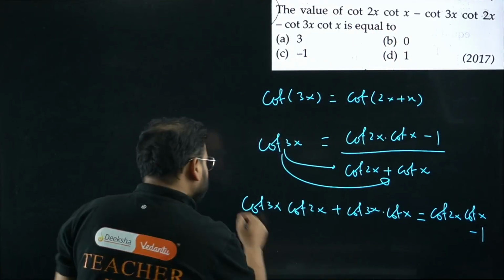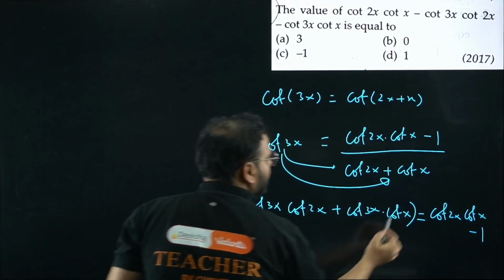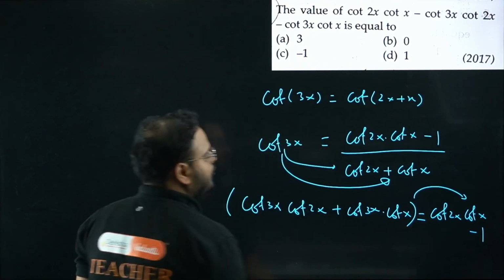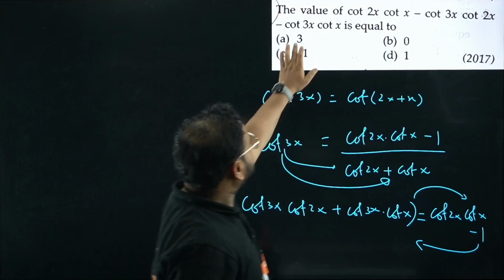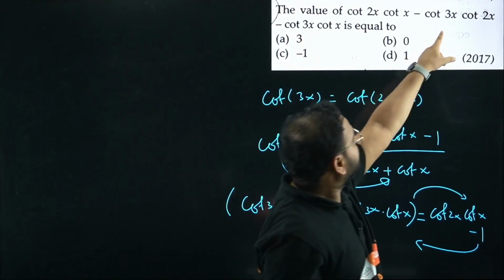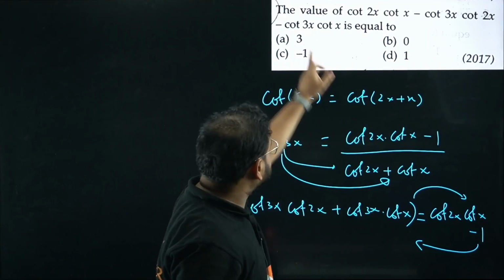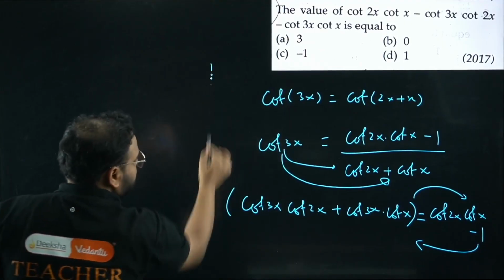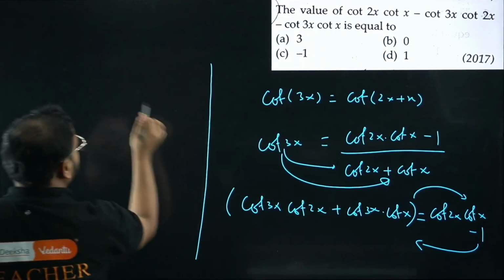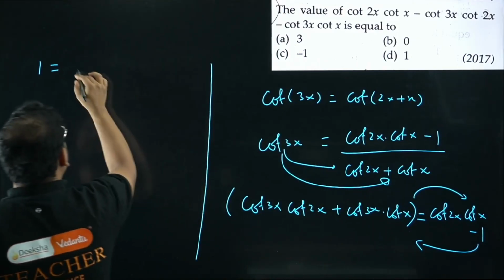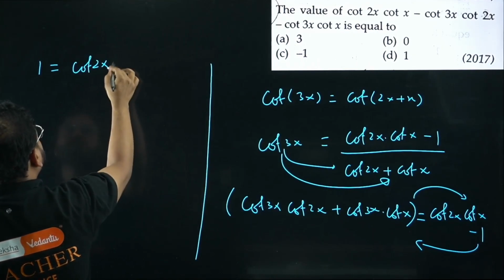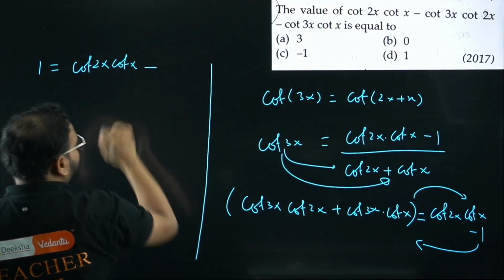It means I'll move this entire term to this side, and of course this minus 1 to this side. Have a look. Cot 3x cot 2x, negative, from here. And we have cot 3x cot x, negative, from here. If I do the rearrangement, I'm getting the RHS part. So this will become 1, sir. And look at the RHS part. Cot 2x cot x is there. There comes a minus sign.